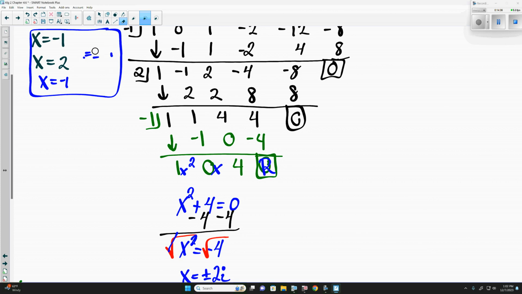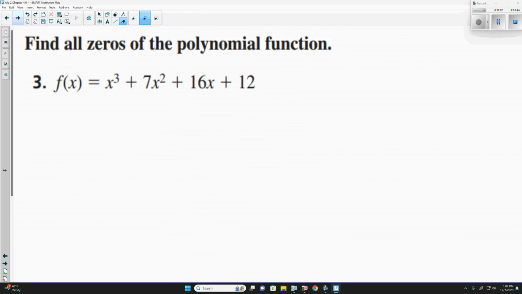It's plus or minus, positive and negative 2i. Questions on this here? Let's look at the next one.